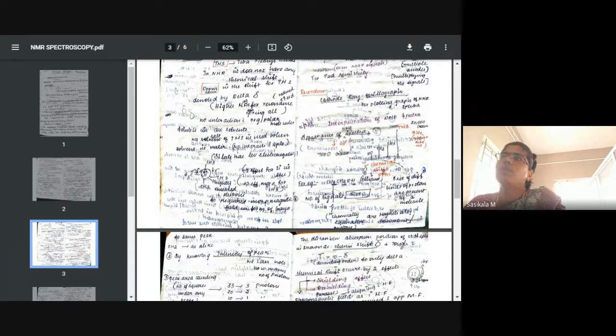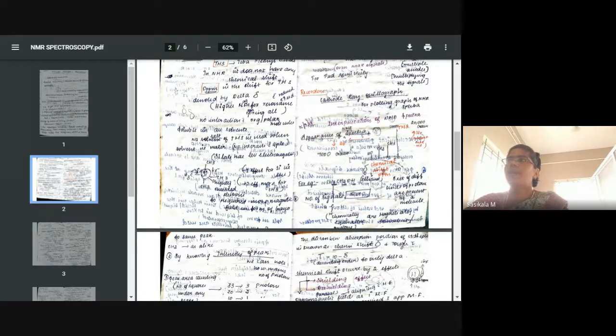Now let's move on with interpretation of NMR spectra. As we have completed the principle and applications of NMR, we'll revise once about principle and instrumentation. In the principle part, what are the things we have discussed?